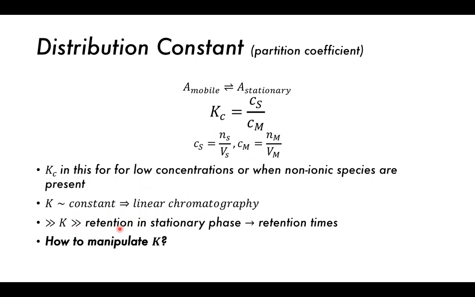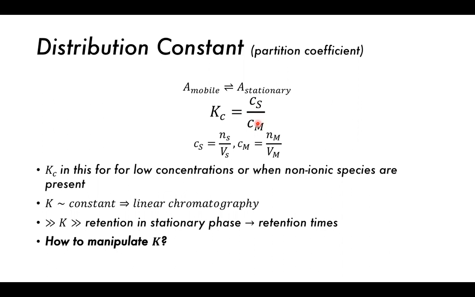For K, whenever it's a large value, that means we have more in the stationary phase. That increases the retention time. And we're asked, how do we manipulate K? What can we do to change the value of K? Because remember, K is a ratio between the concentration in the stationary phase and the concentration in the mobile phase. So when K is very large, that means this number is much larger than this number. But if K is small, this number is smaller than this number. For example, if Kc is 10, the concentration in the stationary phase is 10 times greater than it is in the mobile phase.